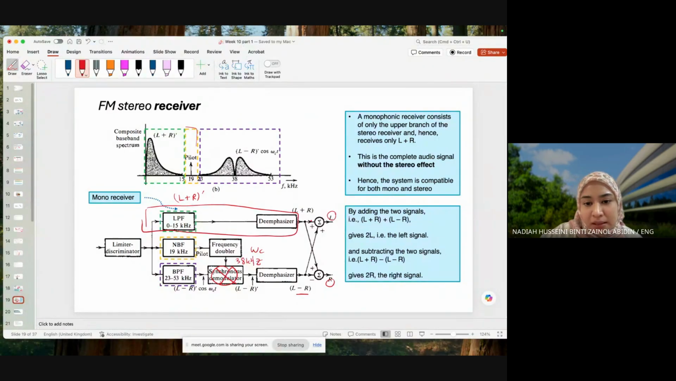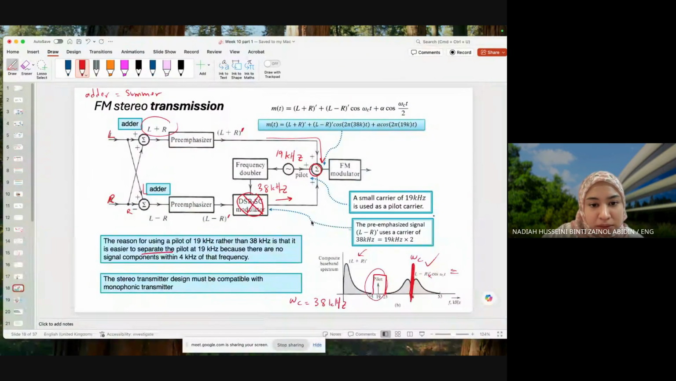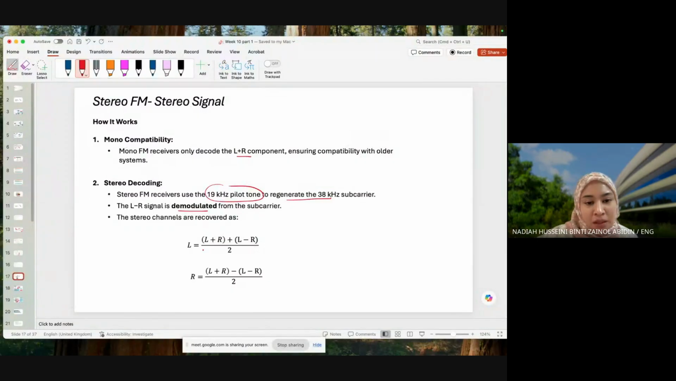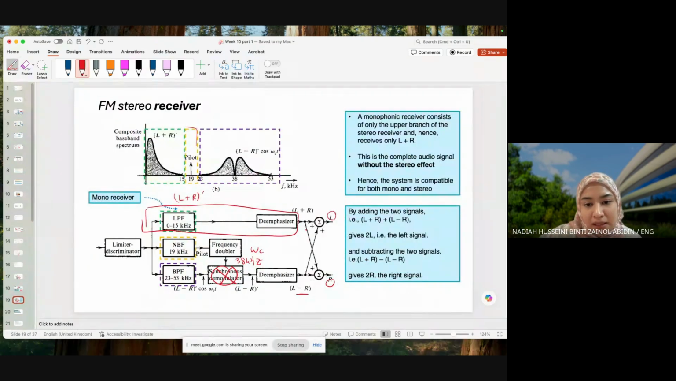Okay, so how does L and R get separated? So this is where the equation comes into play. So L plus R plus L minus R, so you will have 2L, plus R minus R gets cancelled out, divide by 2, you get L. Then L plus R minus L minus R, you will get 2R divided by 2, you're left with R. So that is what is happening at the adder circuit over here. Okay, nothing fancy, it's just a bunch of addition.